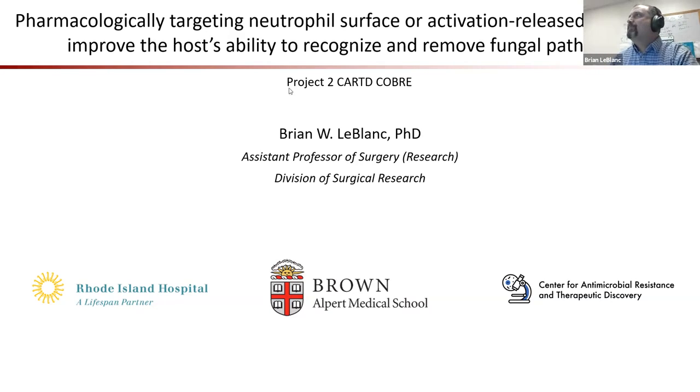So first of all, I'm part of the Center for Antimicrobial Resistance and Therapeutic Discovery, COBRE, at Rhode Island Hospital, and Project 2, which is looking at basically how we can modify our immune system to fight off fungal infections, specifically drug-resistant fungal infections.